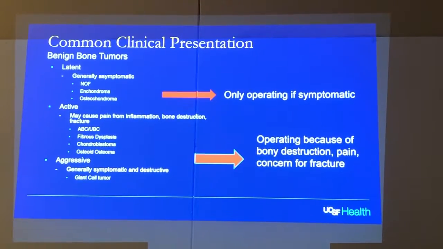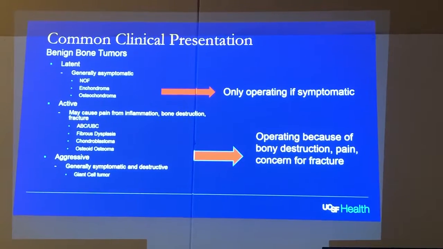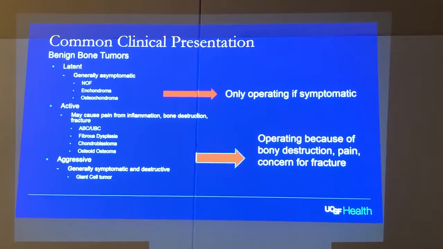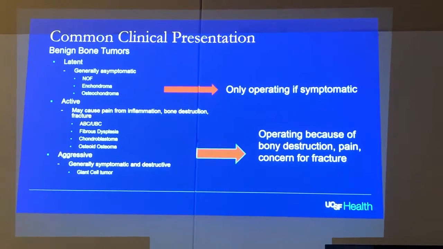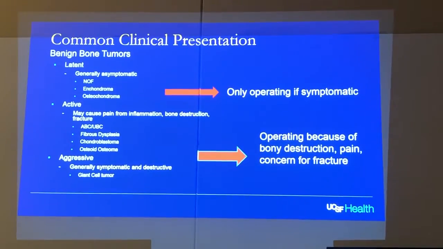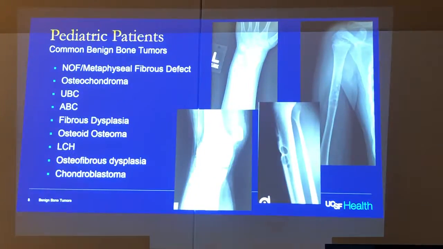And so those are probably the most common, where we're scraping it out and then using the argon beam to burn the walls of the cavity and then packing with cement. Those are most common in like 30-year-olds, and so we see a fair amount on the adult side.